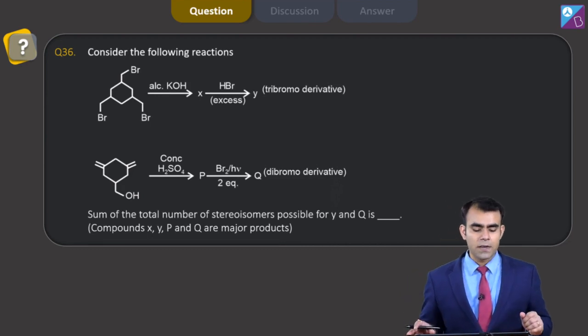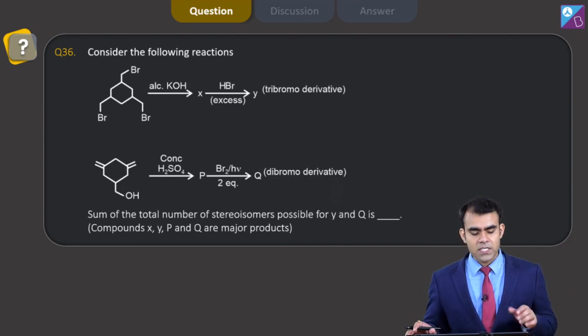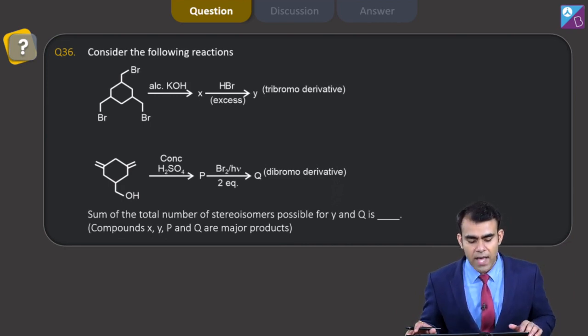Now moving on to the last question of today's paper discussion. The question says consider the following reaction. So here we have been given 2 organic reactions. In the first reaction we have been given a compound which reacts with alcoholic KOH.